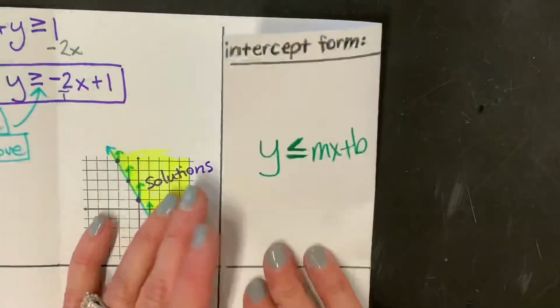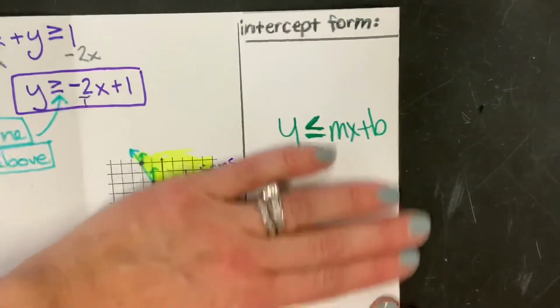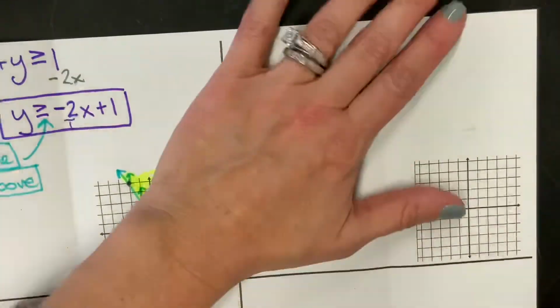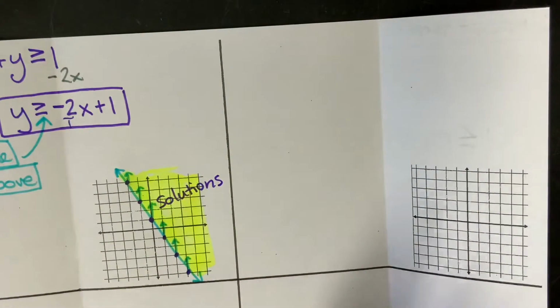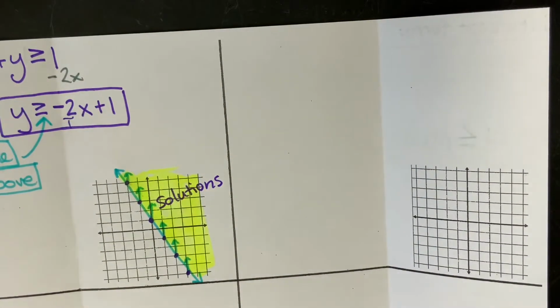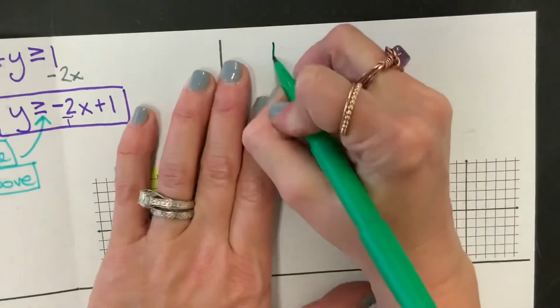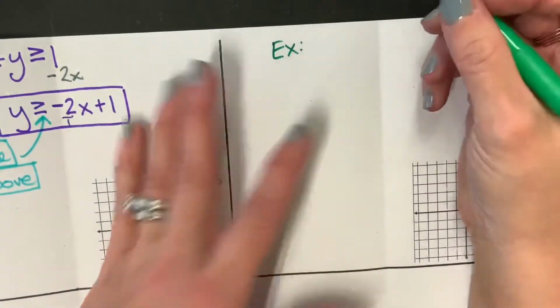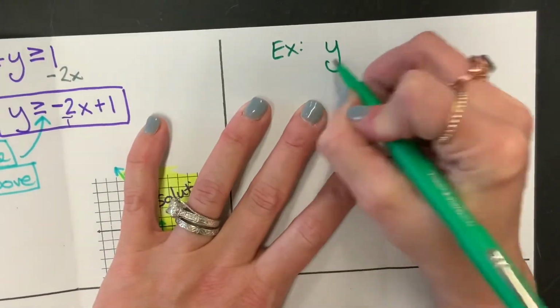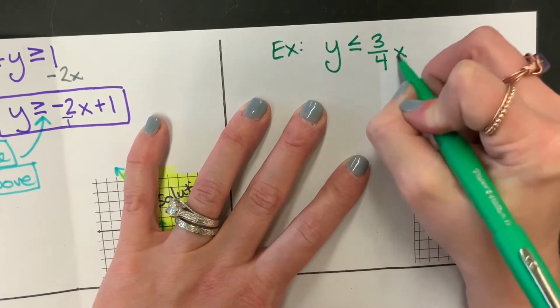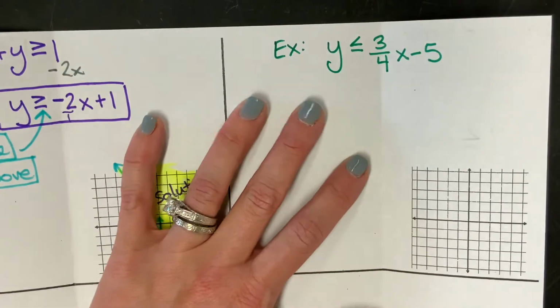All right. Let's move over to the less than or equal to kind. Let's do an example. It's a solid line, and we're going to shade below the line because it's less than. I'm not going to do any work on this one. I'm just going to give it to you in slope-intercept form. y is less than or equal to 3/4 x minus 5.